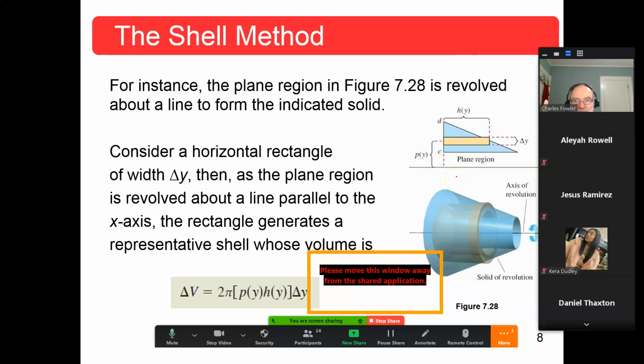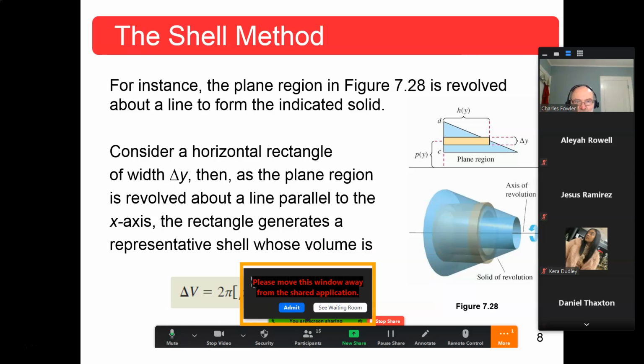So, consider the horizontal rectangle of width delta y. I told you that's what it was going to become. What they were calling W is now delta y. The length of this we have to write as a function of y. It's going to be h as a function of y, times 2 pi p, I wish they'd call it r, but p needs to be a function of y. So, we're going to consider a horizontal rectangle of width delta y. This generates a representative shell.